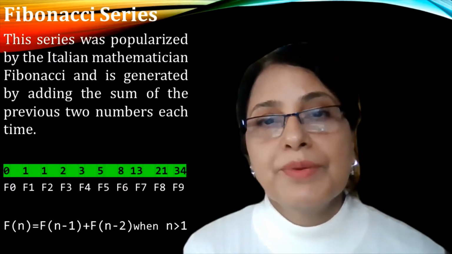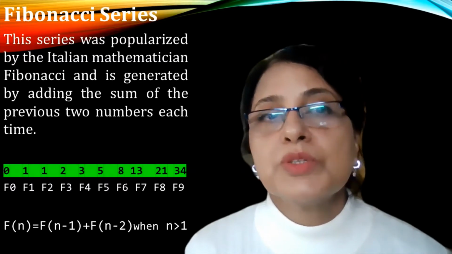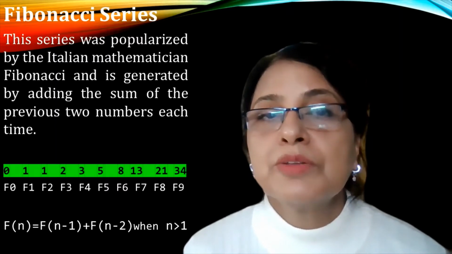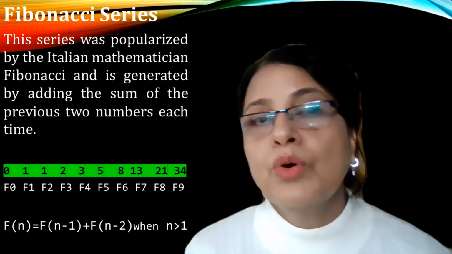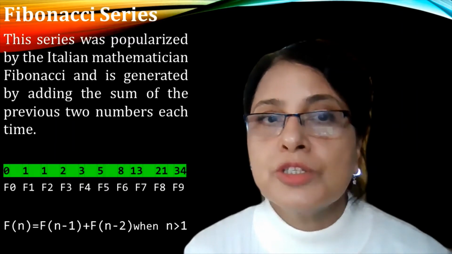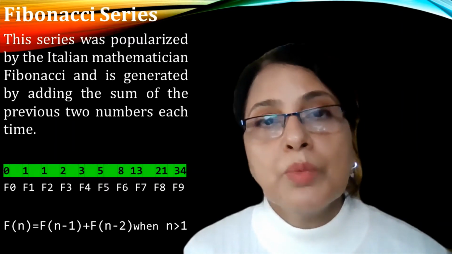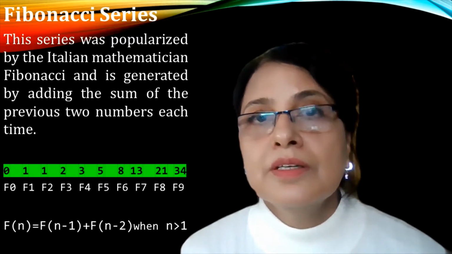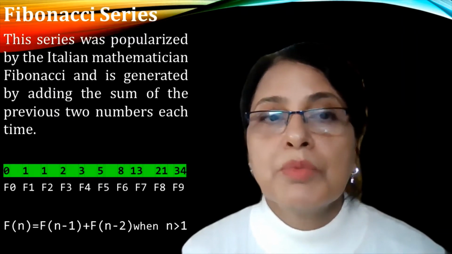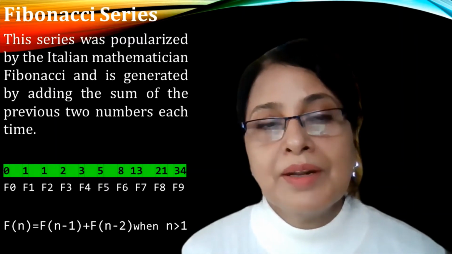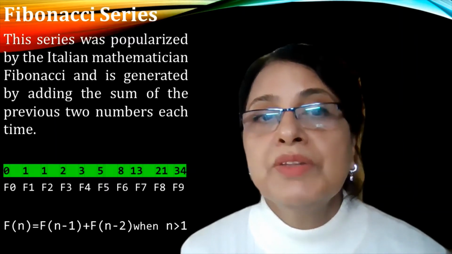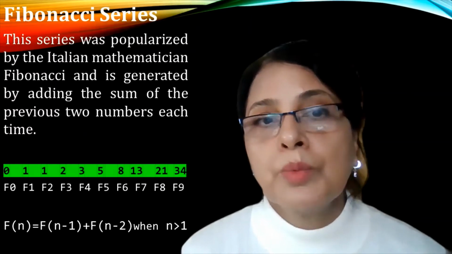We'll now look at the Fibonacci series. This series was popularized by the Italian mathematician Fibonacci and is generated by adding the sum of the previous two numbers each time. So if we have 0 and 1, we'll get the third number as 1, which is the sum of 0 and 1. The next number will be 2, which is the sum of 1 and 1. The next will be 3, which is the sum of 2 and 1.